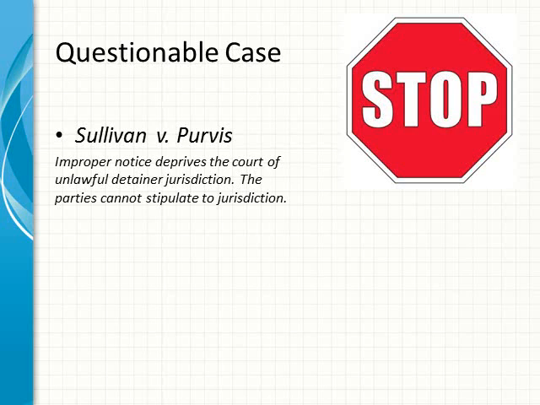Another often cited case is Sullivan v. Purvis. This case states that improper notice deprives the court of unlawful detainer jurisdiction. Again, this has probably been overruled. This case also stands for the proposition that the parties cannot stipulate to jurisdiction. But beware of the practice pointer in the next slide.